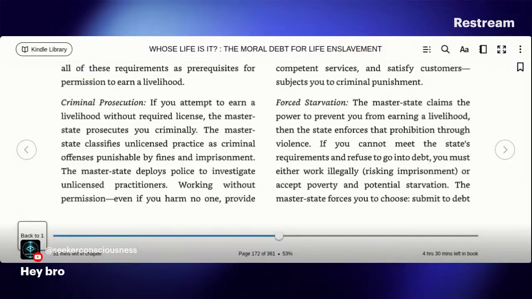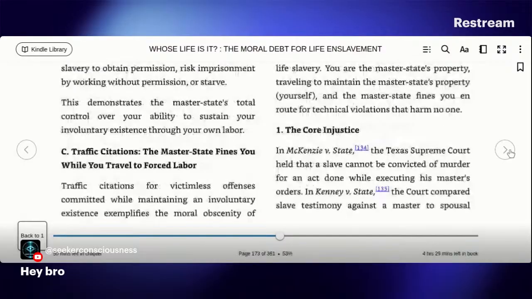The master state forces you to choose: submit to debt slavery to obtain permission, risk imprisonment by working without permission, or starve. This demonstrates the master state's total control over your ability to sustain your involuntary existence through your own labor. Traffic citations for victimless crimes committed while maintaining an involuntary existence exemplify the moral obscenity of life slavery. You are the master state's property, traveling to maintain the master state's property yourself, and the master state fines you en route for technical violations that harm no one.